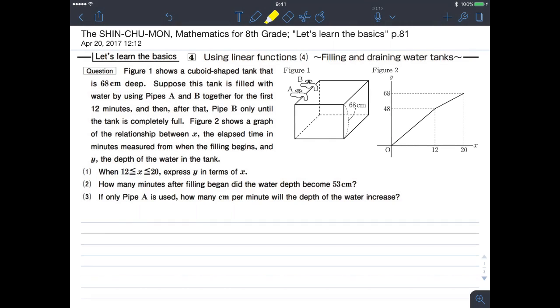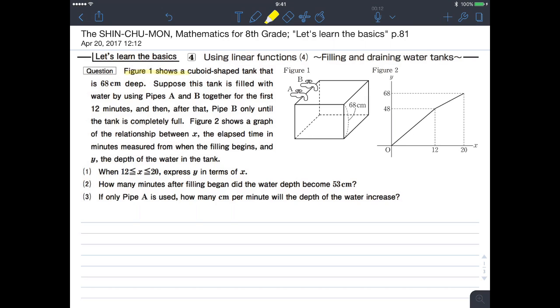In this video, we will be discussing the Let's Learn the Basics section on page 81 of the SHIN-CHU-MON, Mathematics for 8th grade. This section contains a problem about filling a water tank using two pipes. In this problem, we will be using our knowledge of linear functions to answer three questions about the filling of the tank. Now, let's begin by reading the problem.